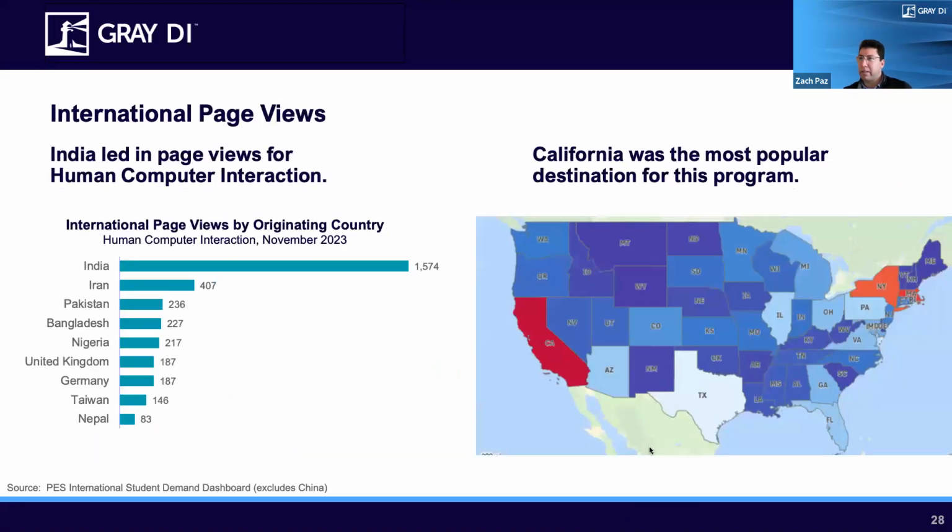Here's an example. We pulled human computer interaction, and the number one country for searches was India. And then for the programs that have this type of, where the location of the programs, whether they take it online or actually come here, you can see where the destination of those programs are. And California was the largest for that.